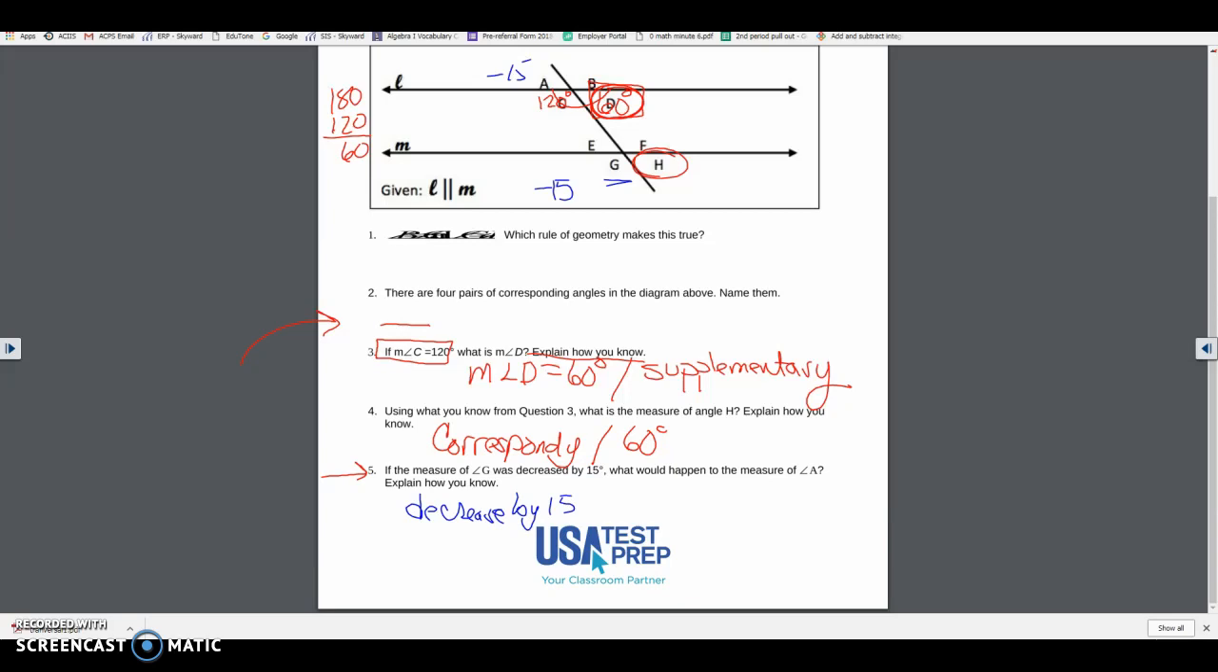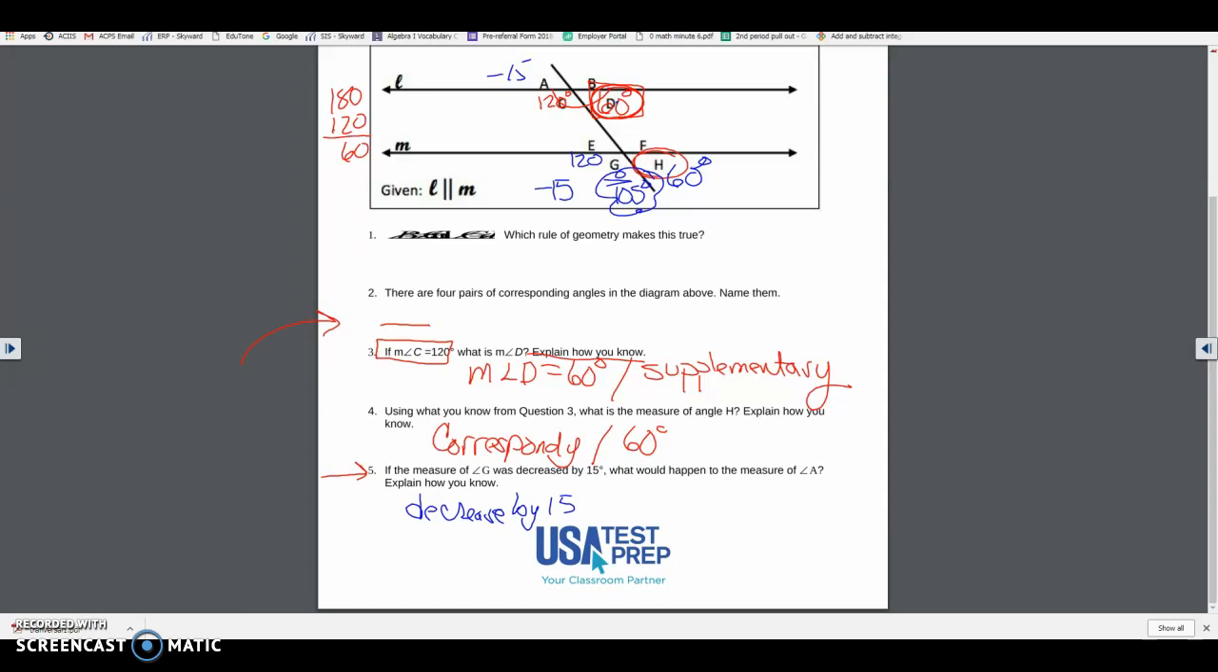So angle G. First, let's figure out what would be the measure of angle G. Anybody know the angle? So this was 60, so this was 60. So that means this would be 120. So if I take away 15, that leaves me 105 for our question here. How does that change angle A?